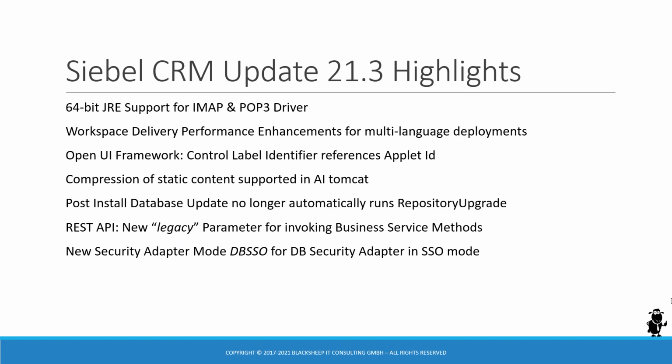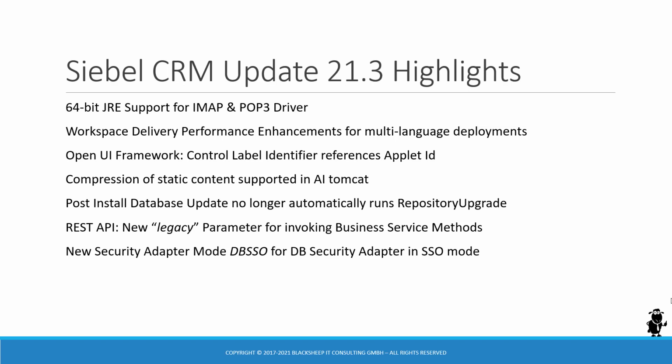So the first feature we're going to take a look at is the new 64-bit Java support for IMAP and POP3 drivers, which changes the way we use the Siebel email response module. We discuss the performance enhancements that Oracle has made for multi-language deployments when it comes to delivering workspaces. So that's a change for the development environments. There has been an update to the OpenUI framework as to now control labels identify a reference as the applet ID.